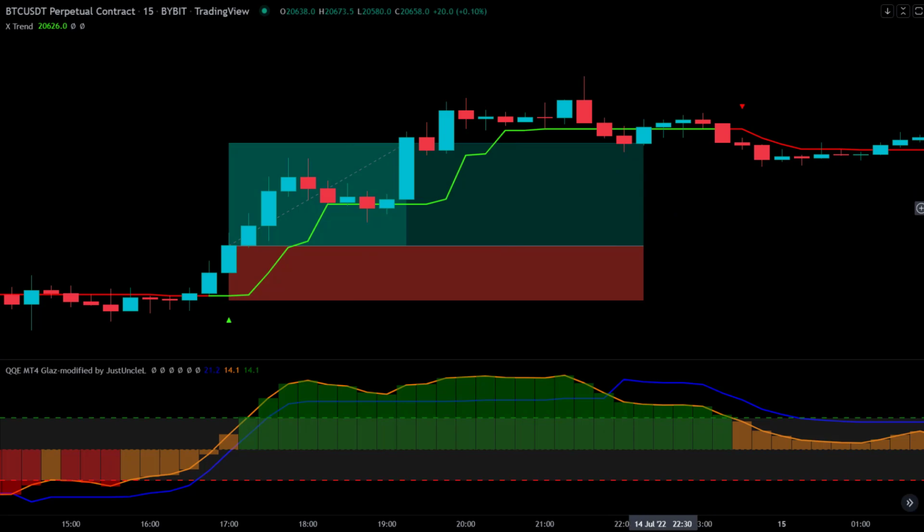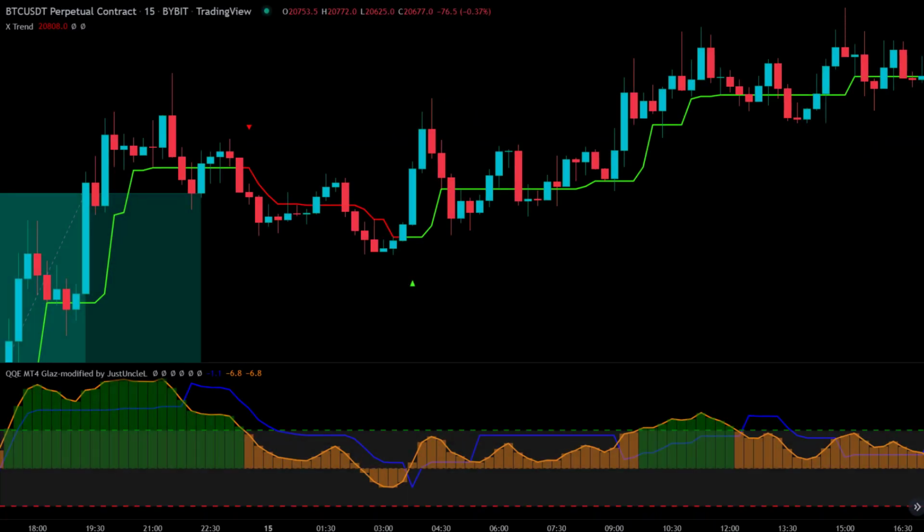That's excellent. A bit further on the price, we almost see another entry moment, but we don't open a position here. The extreme trend is green and also gives a buy signal, but the QQE MT4 indicator is not yet green. So at this point, we do not open a position.